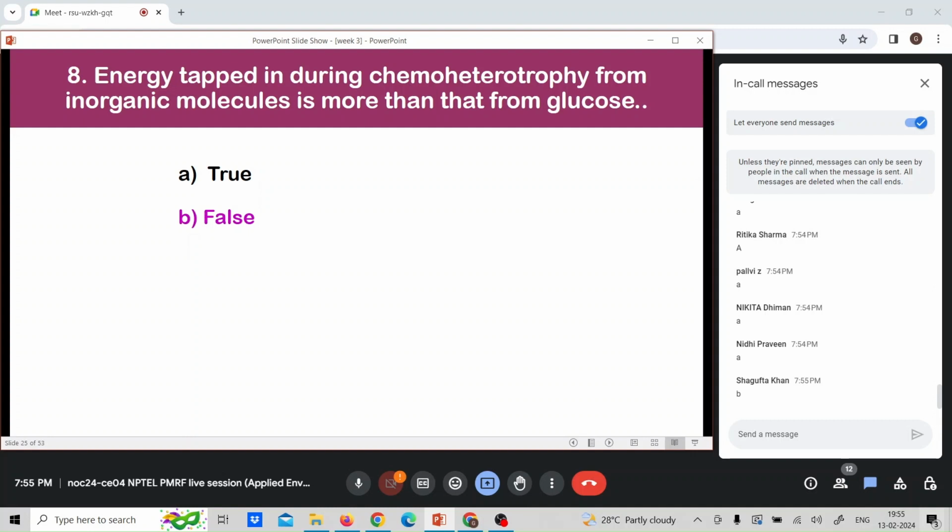Okay, the answer is B for this question. I'll just give a few minutes for you to think and come up with why it is true or why it is false, maybe in the chat box itself. I think there is one B in the answer.